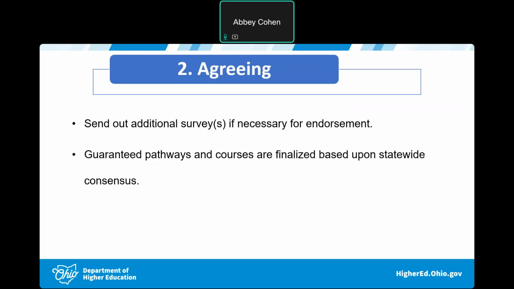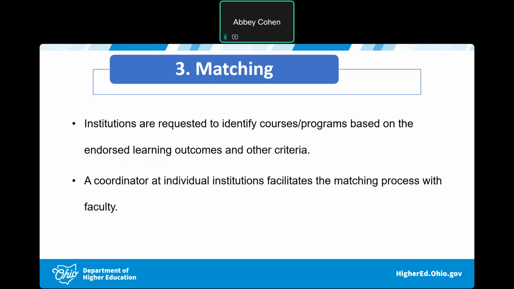Once a consensus is reached, the Ohio Department of Higher Education sends an announcement regarding the new statewide guarantee to the provost, chief academic officers, and institutional coordinators. Superintendents receive communication regarding CTAGs as well. Currently, nominations for faculty to serve on a review panel are made from institutions. Matching process begins when institutions react to the endorsed statewide guarantee by identifying courses or programs that may match the endorsed criteria. A coordinator at each individual institution facilitates the matching process with faculty.